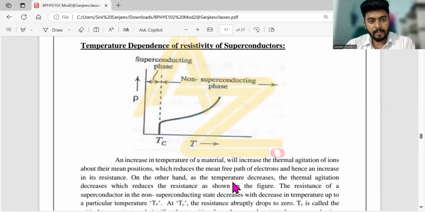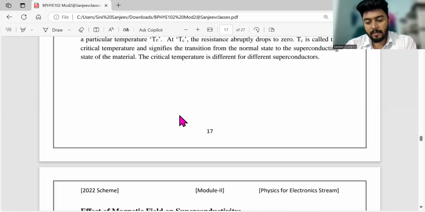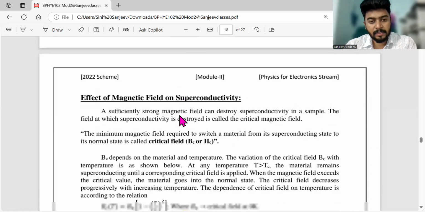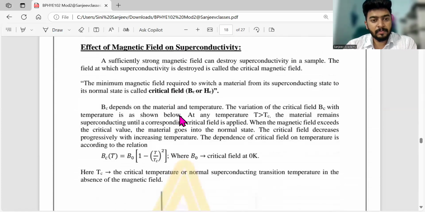Superconductivity. So you can see the superconducting phase here and the non-superconducting phase. Again, the diagram is more important than this. Do not read what is there below. Just draw the diagram and explain in your own words. Whatever I discussed till now, put it the same on the paper.